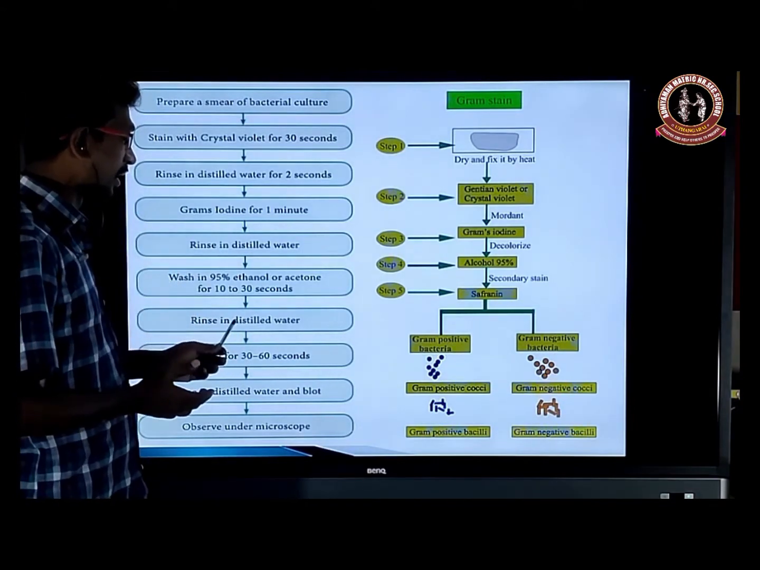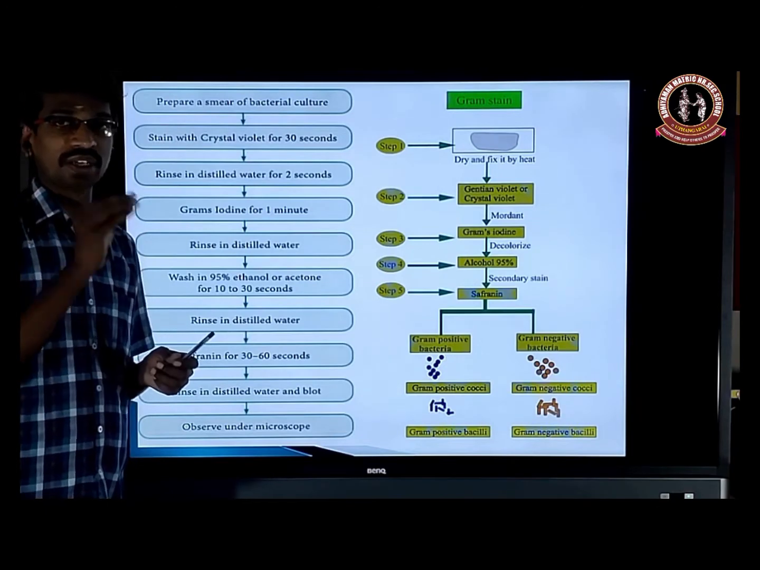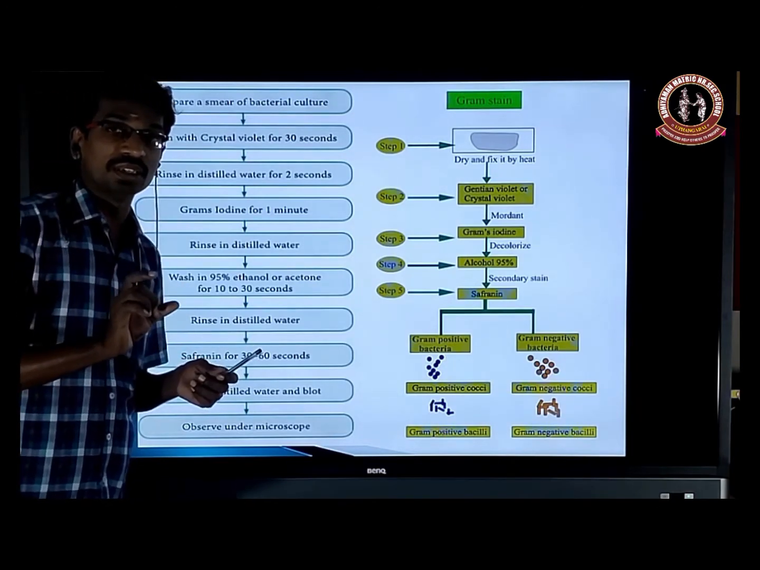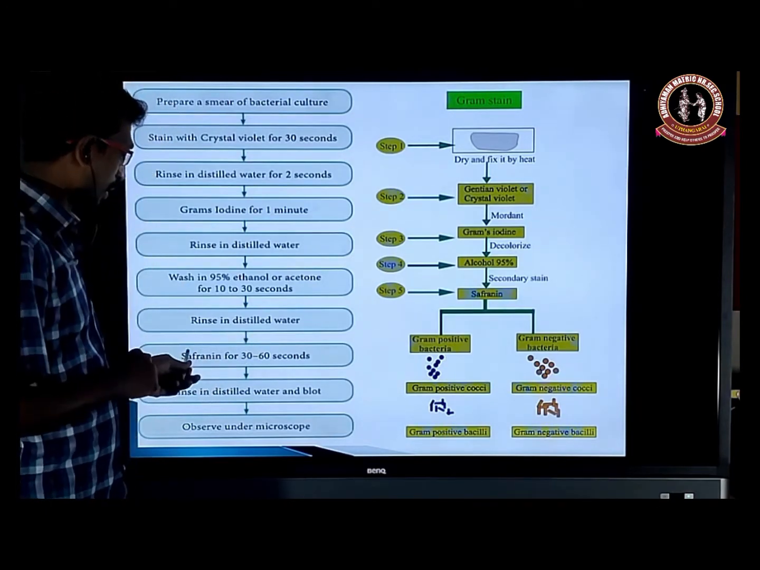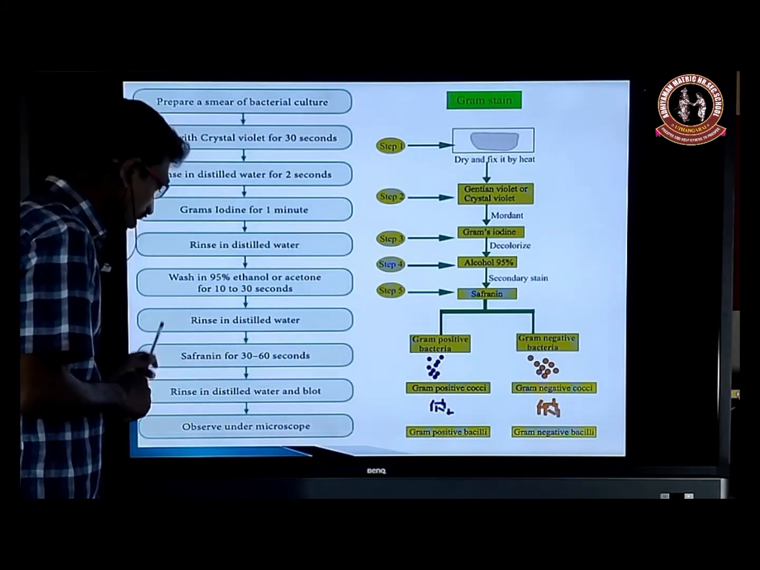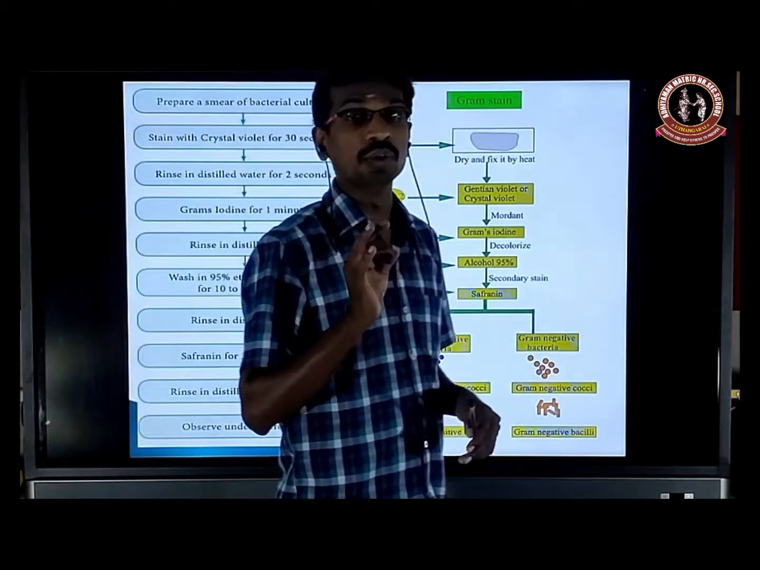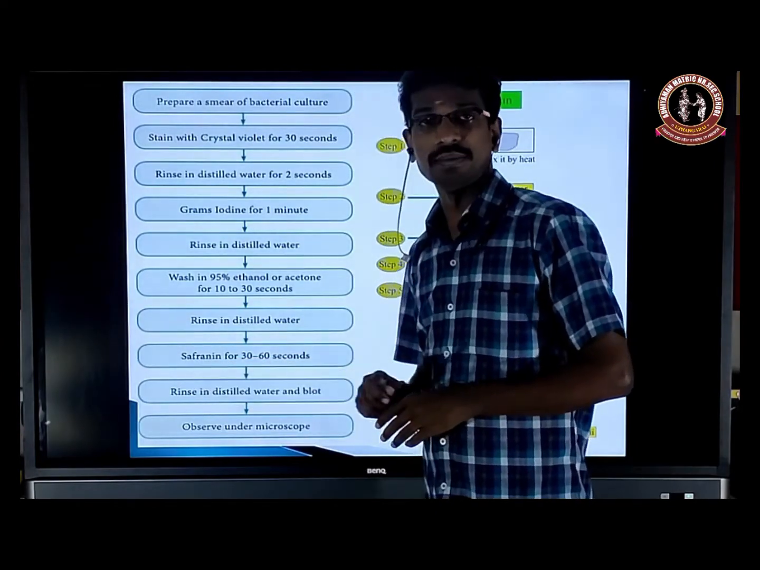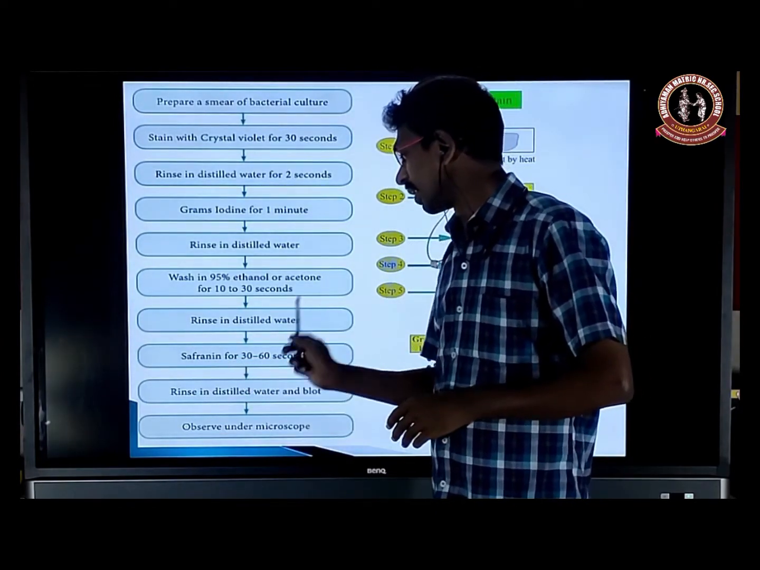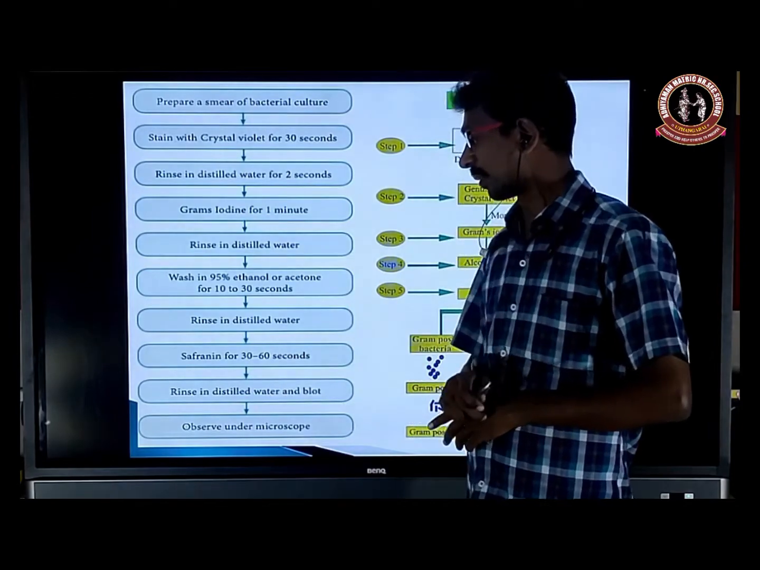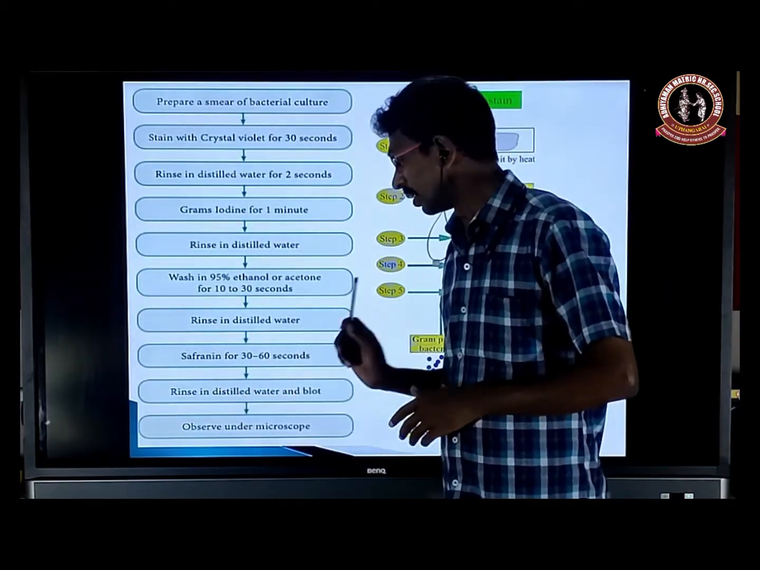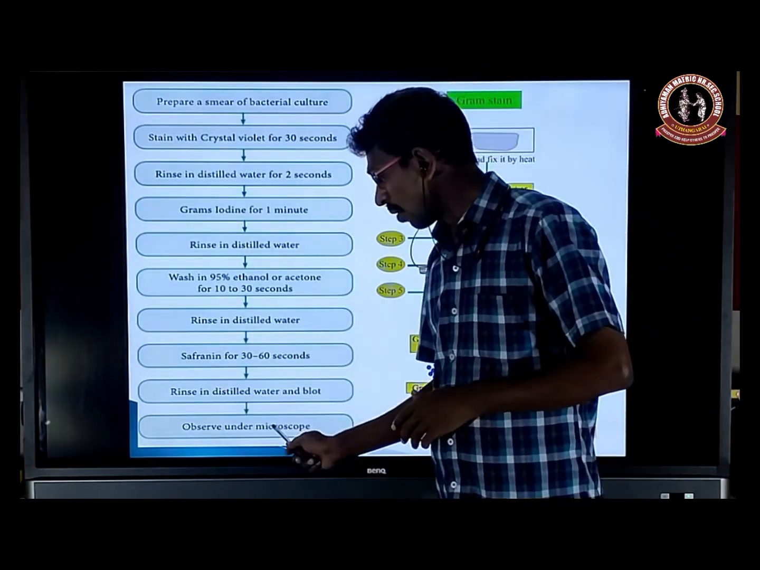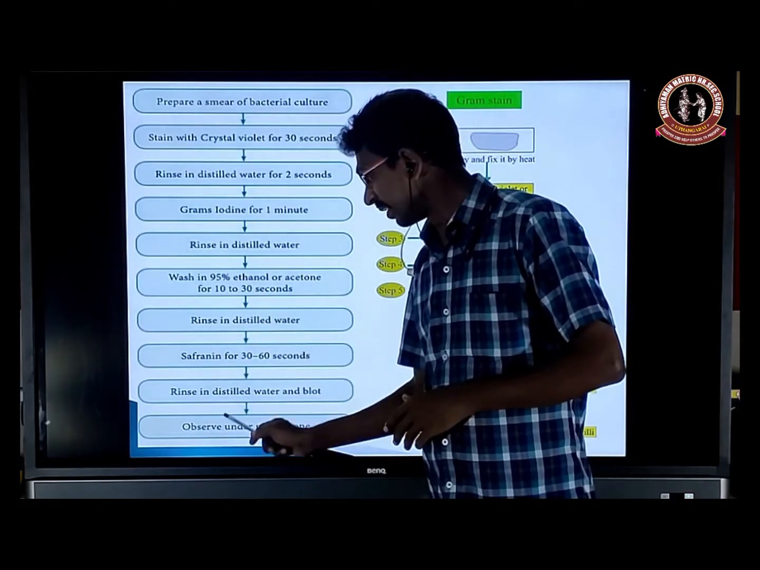Again rinse with the distilled water. And then safranin, that is a counter stain. We can consider this a counter stain or secondary stain, for 30 to 60 seconds. Again we rinse with the distilled water. And now we can see this slide with the microscope.